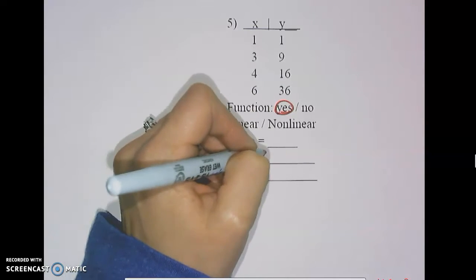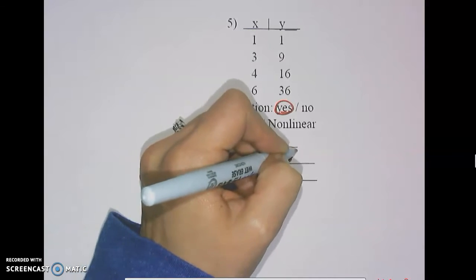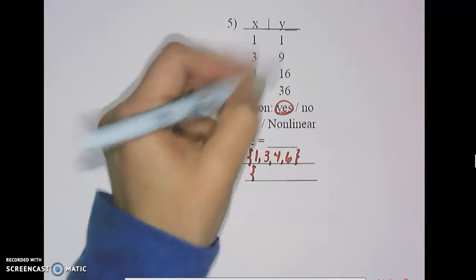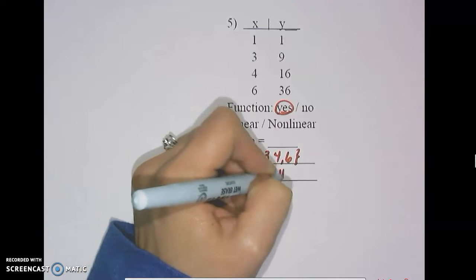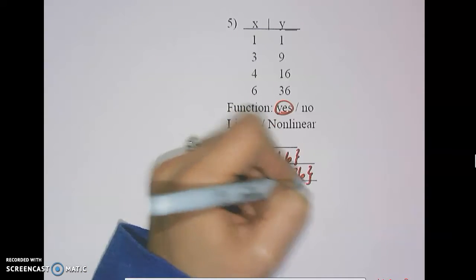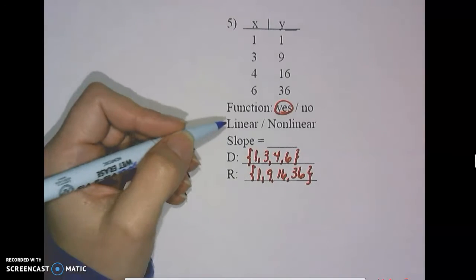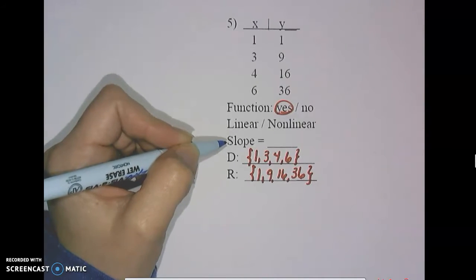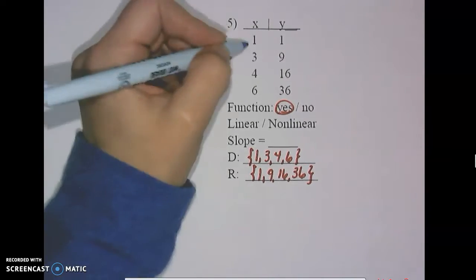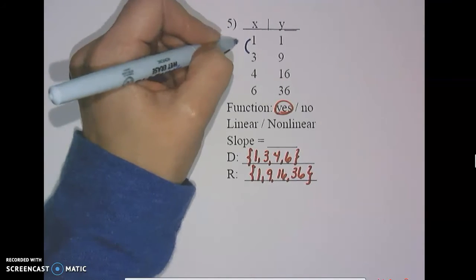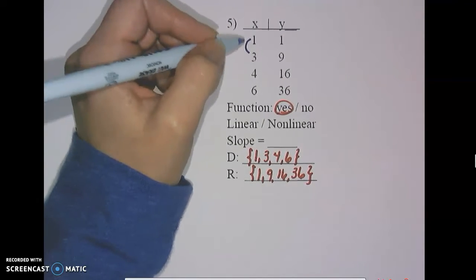So we would have 1, 3, 4, 6. And range, we would have 1, 9, 16, 36. So keep in mind, it's not always the case that these are perfectly in order for you. You might have to do some rearranging as necessary. All right, so for linear, nonlinear, we have to have a consistent slope. In order to count that, we need to know the change in y over the change in x. So we're going to calculate all of the different changes here.